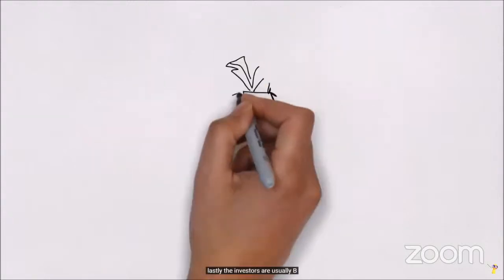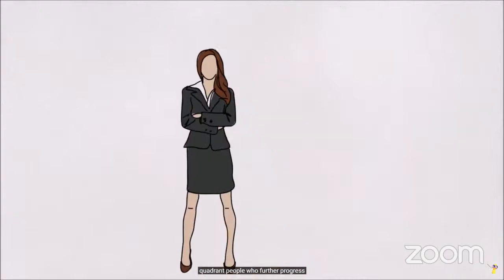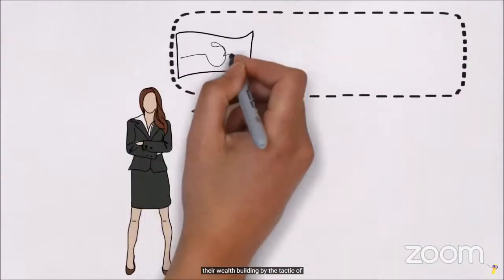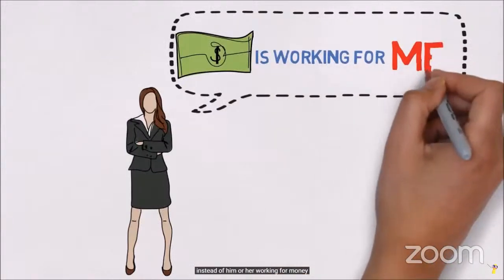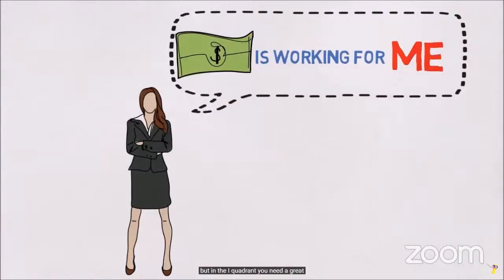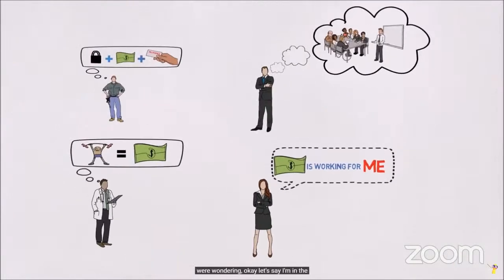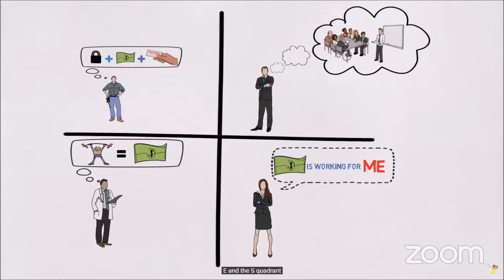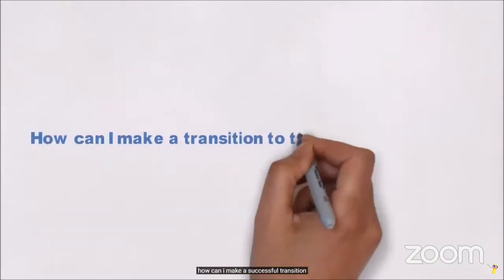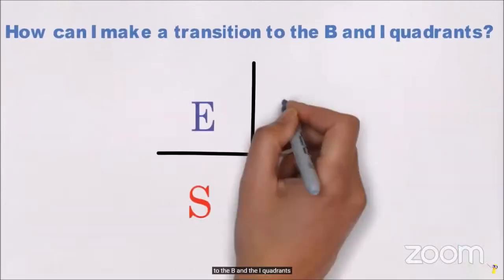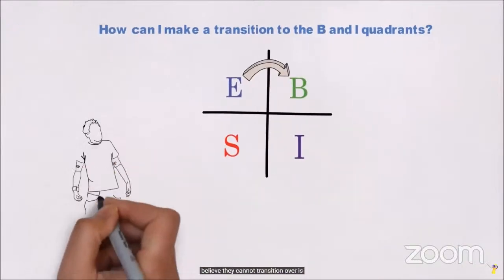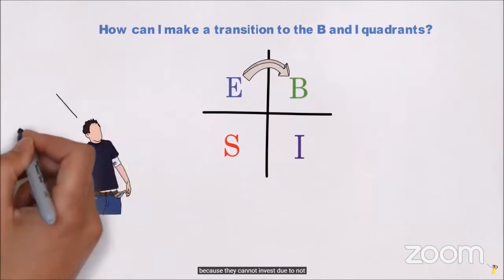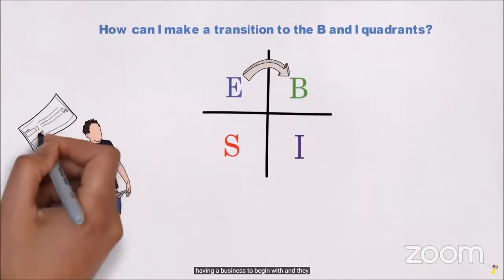They utilize passive income, which is money coming into their pockets whether they work or not. Lastly, the investors are usually B quadrant people who further progress their wealth building by the tactic of using their own money to work for them instead of him or her working for money. But in the I quadrant, you need a great deal of money to start investing. If you are wondering, okay, let's say I'm in the E and the S quadrant, how can I make a successful transition to the B and the I quadrants? Well, the biggest reason most people believe they cannot transition over is because they cannot invest due to not having a business to begin with.